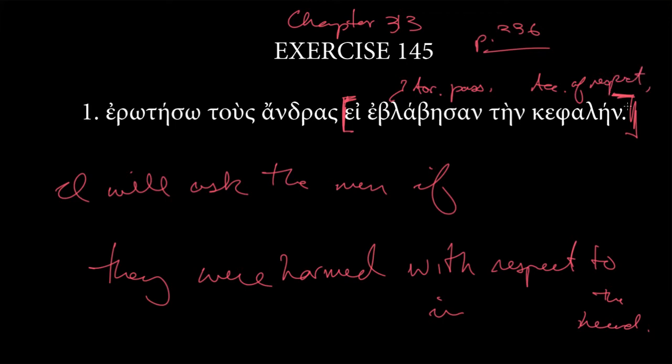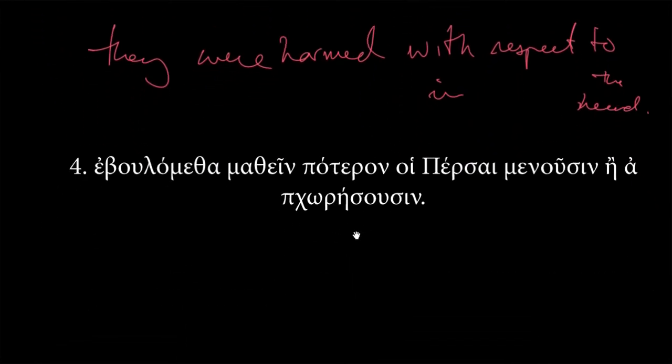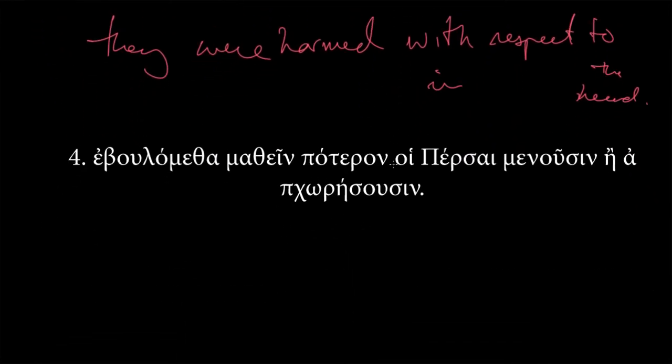Fairly tricky, but that's all kind of secondary to what we're learning in this lesson, which is the indirect question, and that actually was pretty easy. Indicative throughout, no problems there. Eboulómetha mathein poteron hoi Persai menousin. I have no idea what happened.